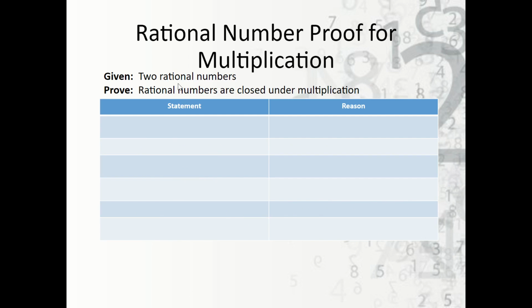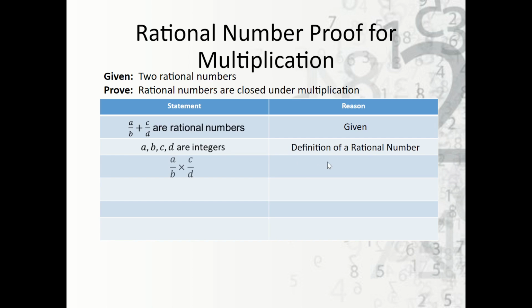So we're given that we have two rational numbers, and we're expected to prove that rational numbers are closed under multiplication. So we're going to start with A over B times C over D, and we're going to state that those are rational numbers, and that's given to us. Now we should note that A, B, C, and D are integers, and we know that because we're given that these were rational numbers. By definition of rational numbers, the numerator and denominator each have to be integers. So our reason for that would be the definition of a rational number.